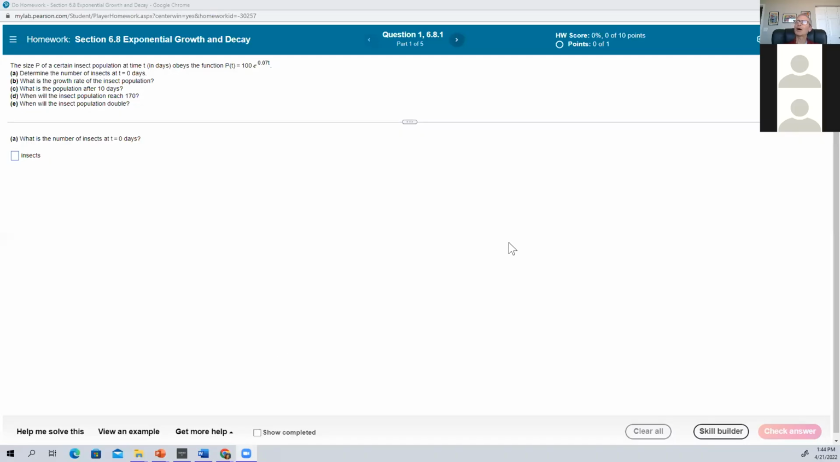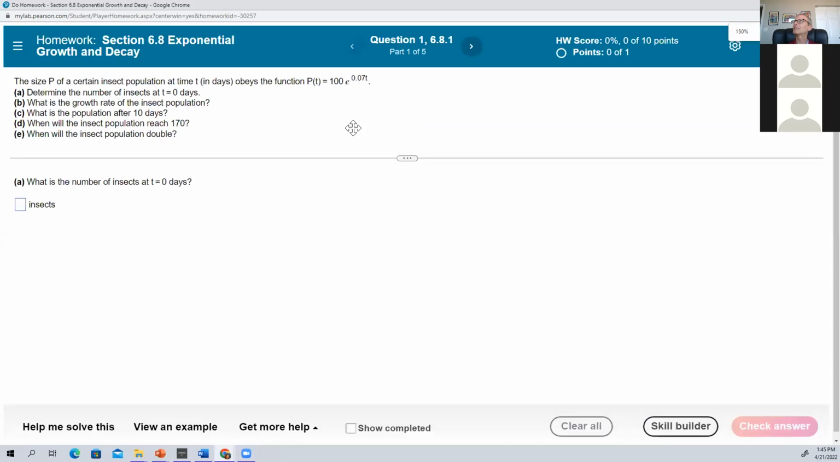So this is the first problem from section 6.8. They use P, and you can see P of t. Can you see that up there? Maybe I can make it a little bit bigger. There we go. So you can see here's our exponential equation. They use P instead of A. But you can see the initial condition is 100, right? And it looks like t is in days. So here's our equation, 100 e to the 0.07t. So that's k. They give you k, which is kind of nice, right?